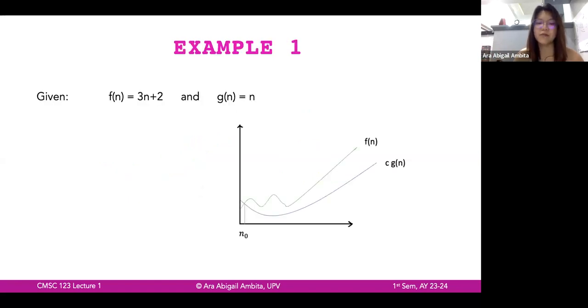Okay? Now, let's have this example. We have f of n equals 3n plus 2, and g of n equal to n. So can we prove that f of n is contained by the omega of g of n?